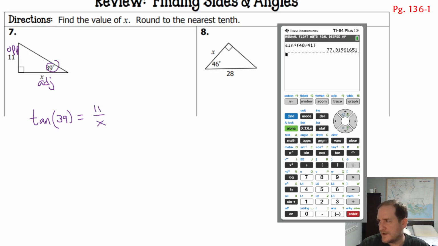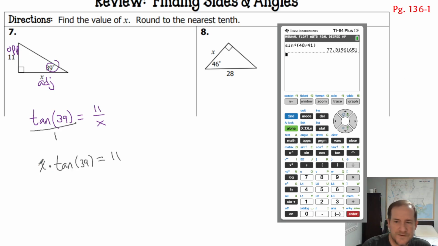So we're back to kind of normal trig like we had in the last homework. I'm going to put this over a 1. I'm going to cross multiply. I get x times tangent of 39. And that's going to equal 1 times 11, which is 11. So now to get x alone, I have to divide both sides by the tangent of 39. And on this side it cancels. On this side you get 11 over tangent of 39.